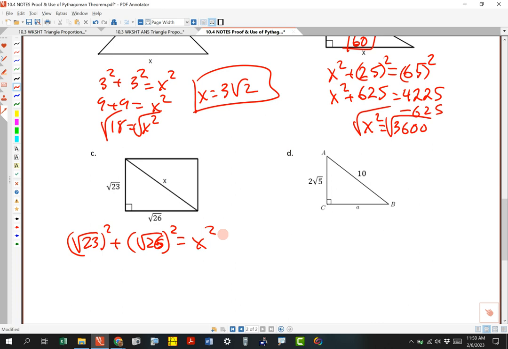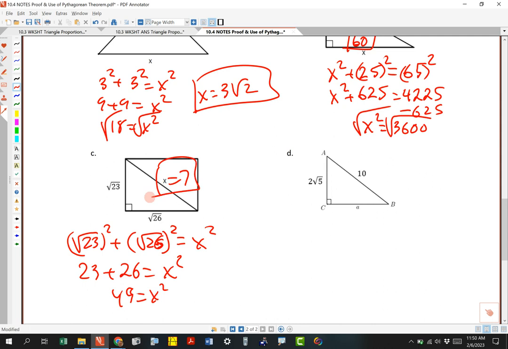I need somebody to raise their hand. What happens here? Keely, what happens? The squares cancel the square roots. They're inverses. So this is a 23. This is a 26. So this is a 49 equals x squared. So we get x equals 7.